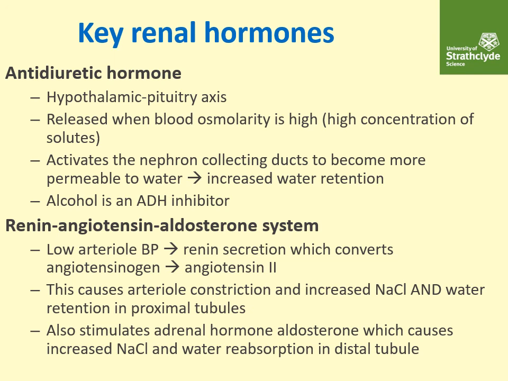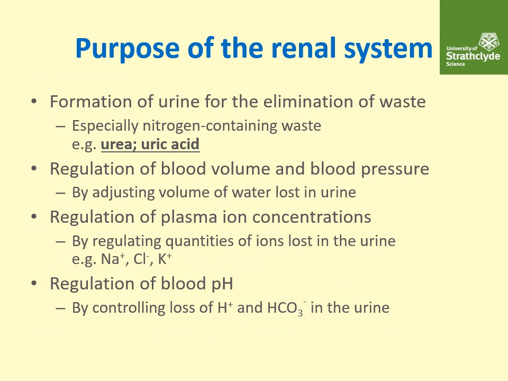Renin-angiotensin-aldosterone system. Low arterial blood pressure results in renin secretion, which converts, as I said before, angiotensinogen to angiotensin II. This causes arterial constriction and an increase in sodium chloride and water retention in the proximal tubules, and it also stimulates the adrenal hormone aldosterone, which causes an increase in sodium and water reabsorption in the distal tubule, all to facilitate raising blood pressure either by volume or osmotically.